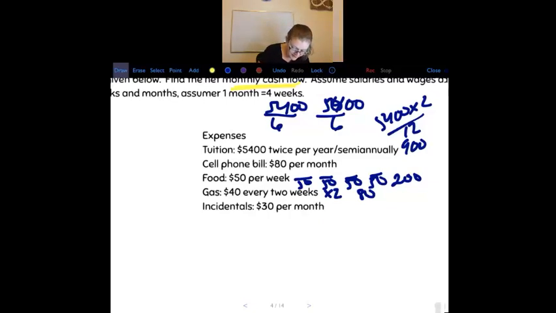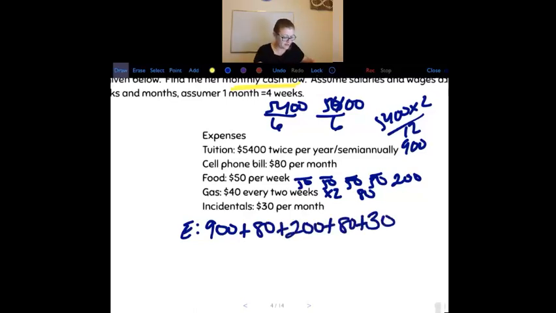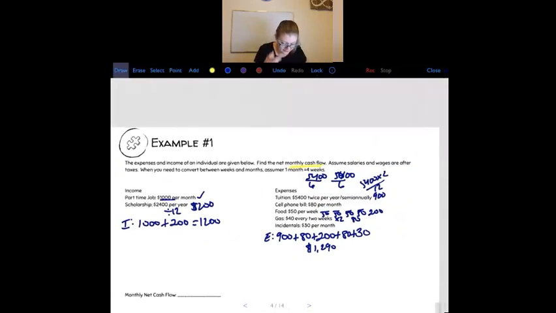So let's add up the expenses. It would be 900 plus 80 plus 200 plus 80 plus 30, and let me plug it into my calculator, which would give us $1,290.